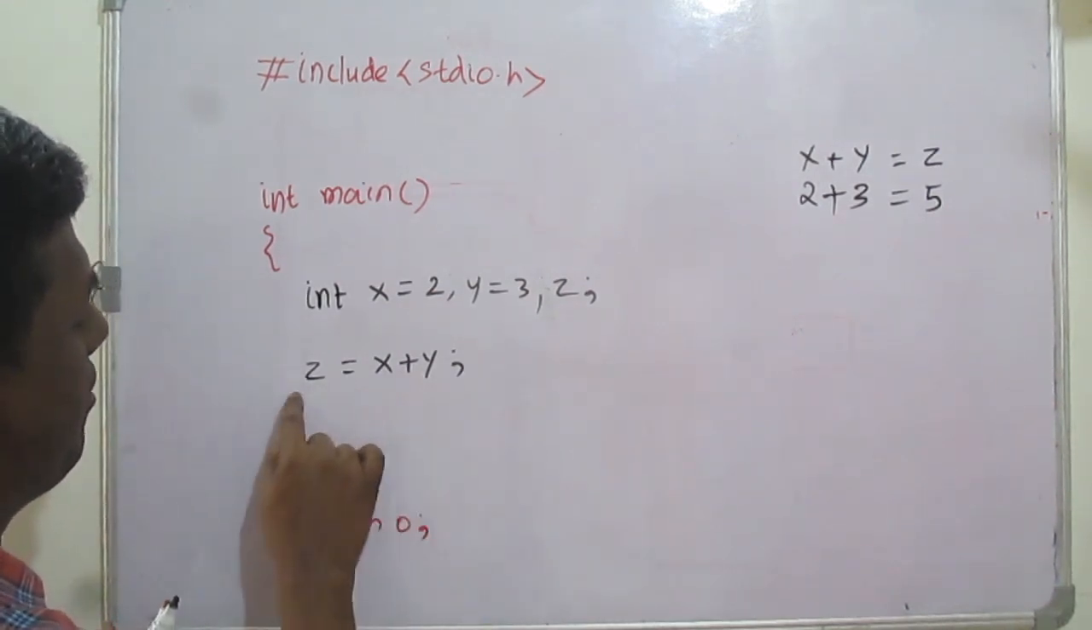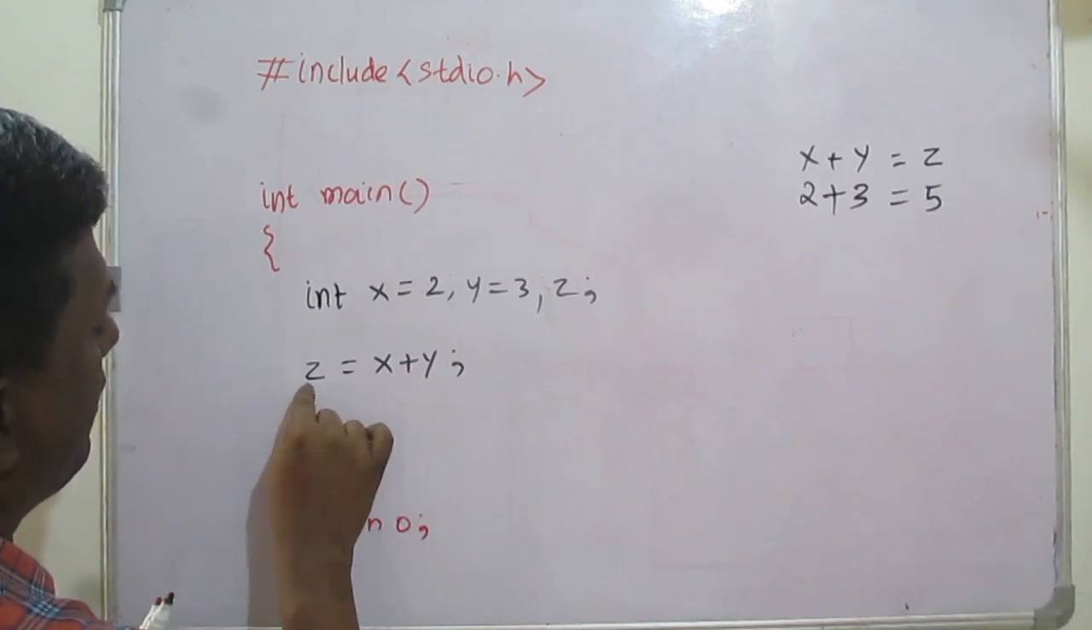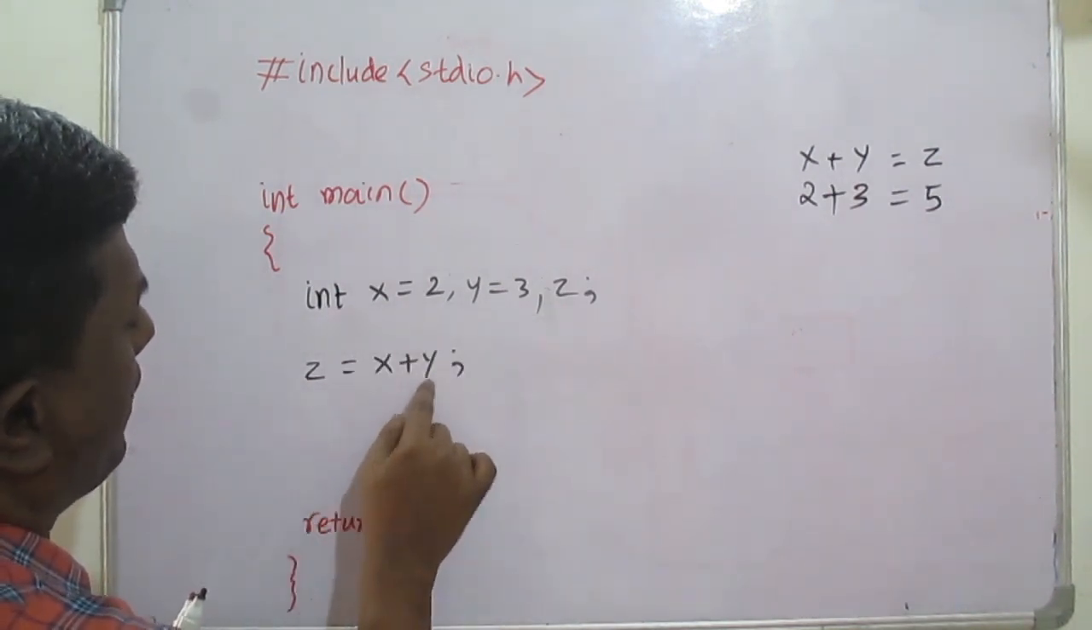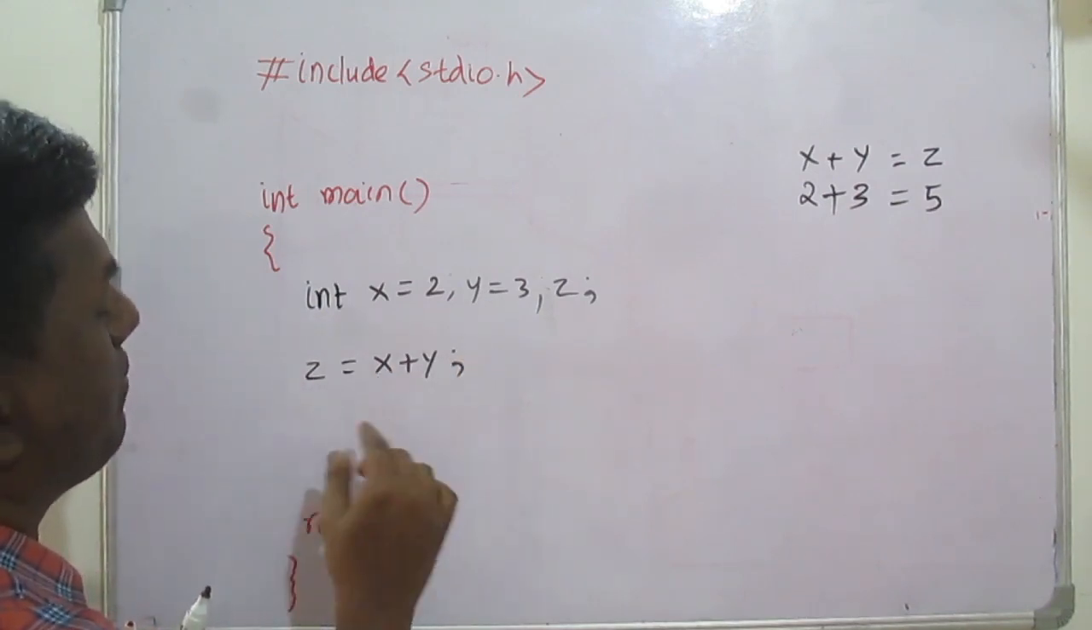So now the program is okay, that means we have 3 variables. In the third variable, x and y values are assigned. That is what we have to understand.